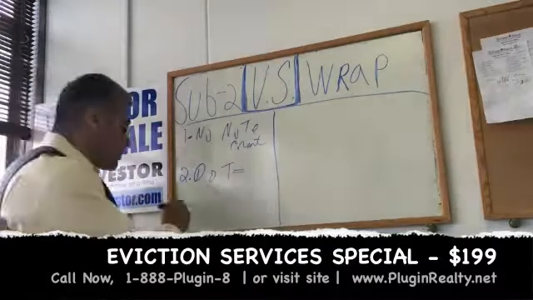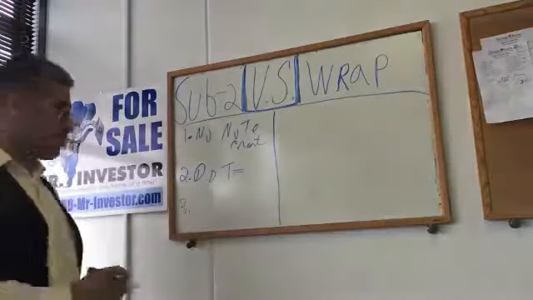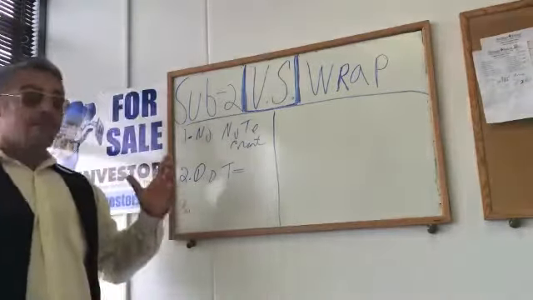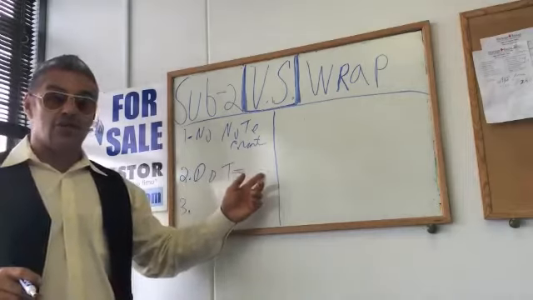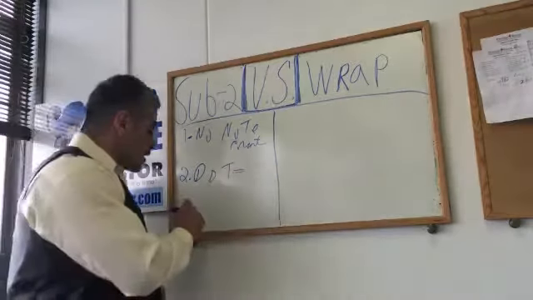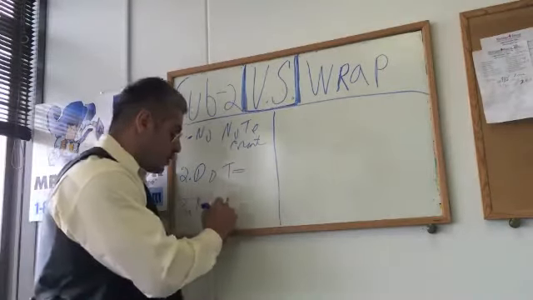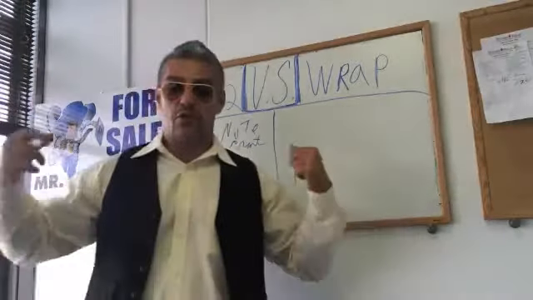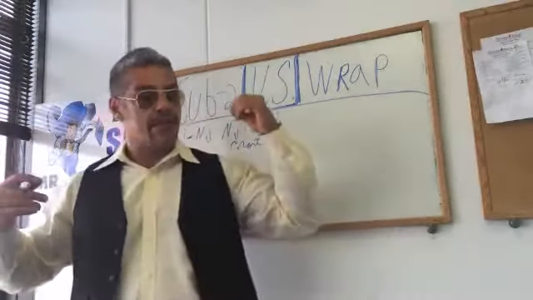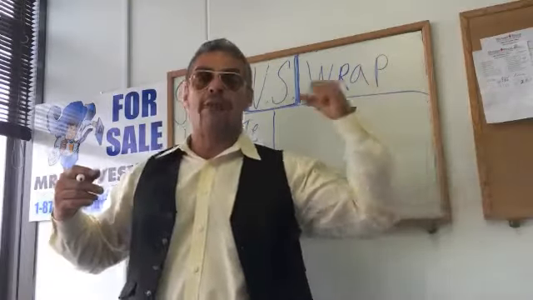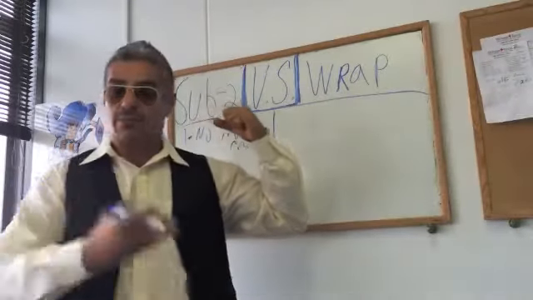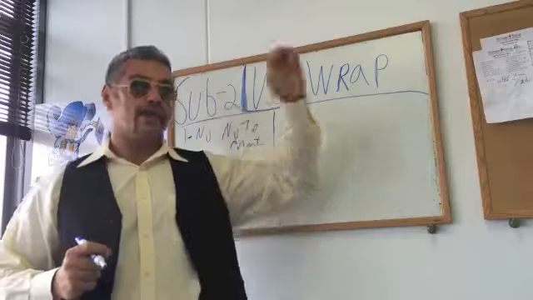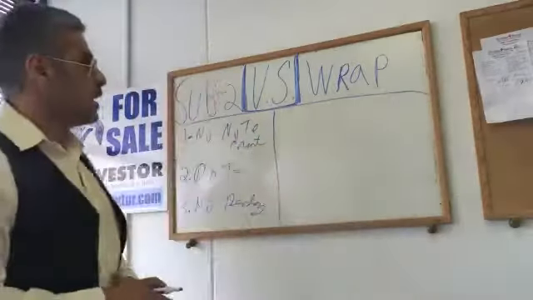Which brings me to point number three: because the seller does not get a deed of trust, the seller has no remedy. Which means that if you default, the seller cannot get his property back if you don't make his monthly payments, and therefore he has to hire an attorney.